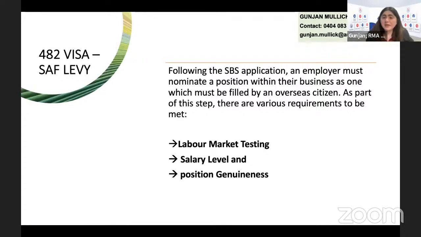Now, following the SPS application, the employer must nominate a position. Now, the whole purpose of the 482 visa application is that the employer is nominating a position. So when they nominate a position as a part of the business, you do labor market testing. I would explain labor market testing in my next slide. The salary that needs to be paid to the applicant, and the position genuineness. Now, position genuineness is why the position exists in the company, whether it's an existing position, someone has resigned, or is it a newly created position?